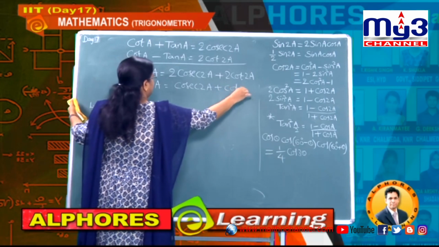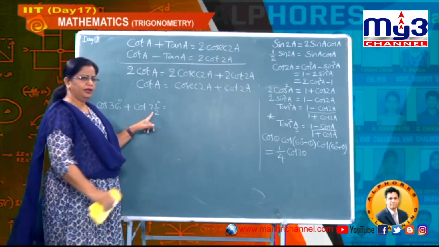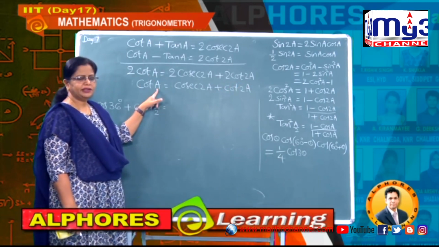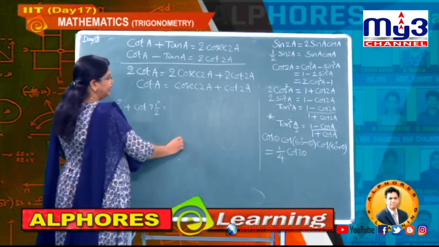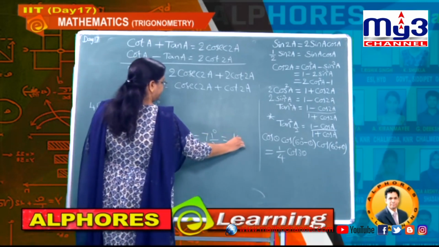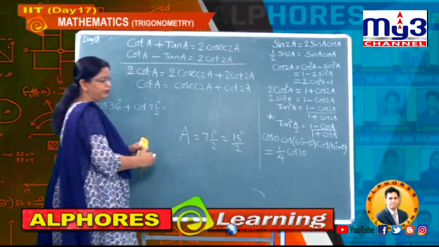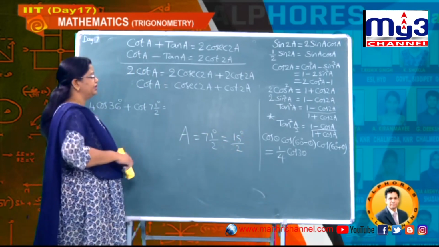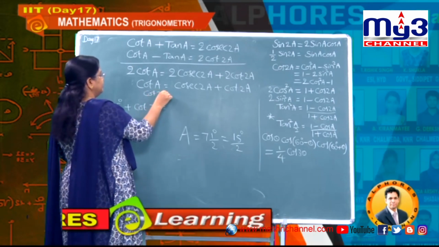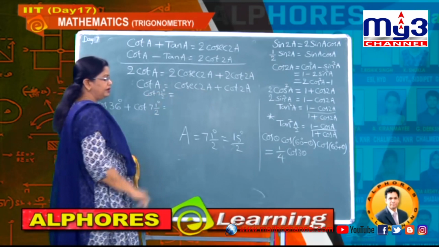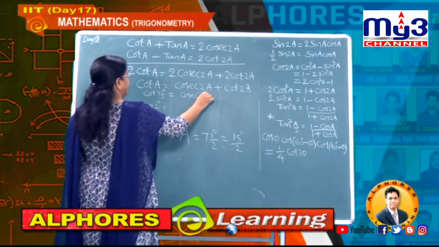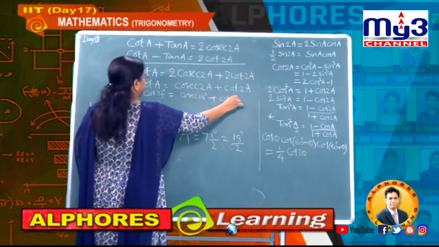Now students, what is our requirement? Cot 7.5. Therefore, substitute A as 7.5 degrees. When A is 7.5, that is 15 divided by 2 degrees, then the 2A value is 15 degrees. Hence cot 7.5 degrees is cosecant 15 degrees plus cot 15 degrees.